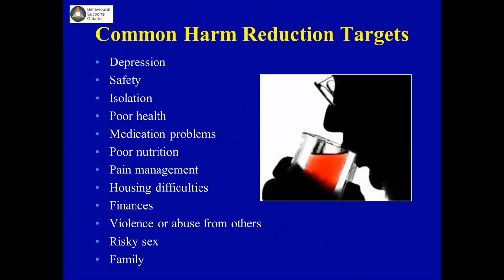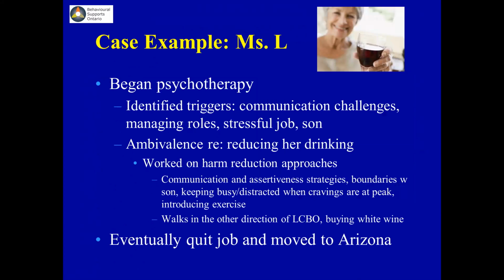And so here are just some basic harm reduction targets. Especially with our latter gentleman, as well as the other woman, depression was a big issue. So if we properly treat the depression, will they be less likely to use alcohol as a coping strategy? And I have some other ones listed here. And just some follow-up for Ms. L. She and I began psychotherapy, and we identified a number of triggers for her drinking: communication challenges with her daughter and her husband, her challenges in managing her roles as a mother and a wife, and mitigating the conflict inherent in the relationship between the husband and the daughter. Talked a lot about her stressful job.